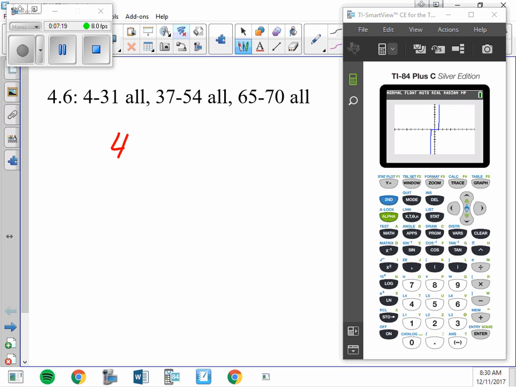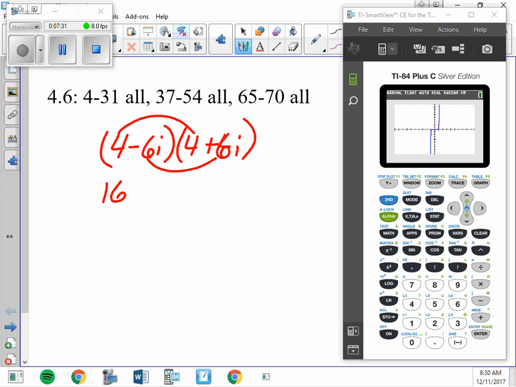All right. 4 minus 6i and 4 plus 6i. I multiply those together, and I get 16. And I multiply these together, and I get negative 24i to the second. But i to the second is really just negative 1, so that turns this into a plus 24, which would be 40. Does everybody understand that?